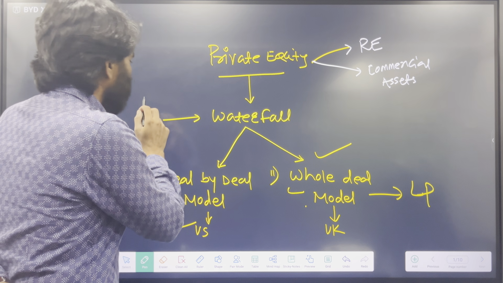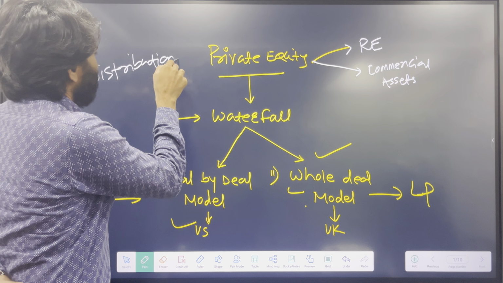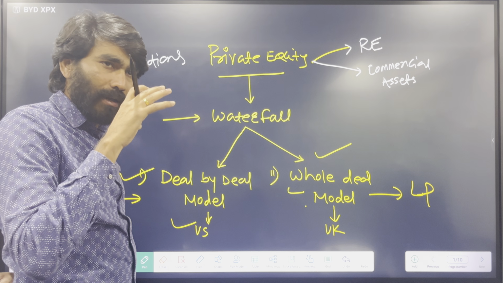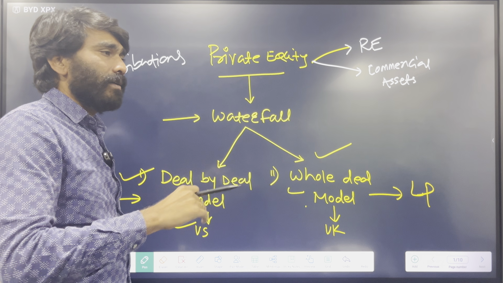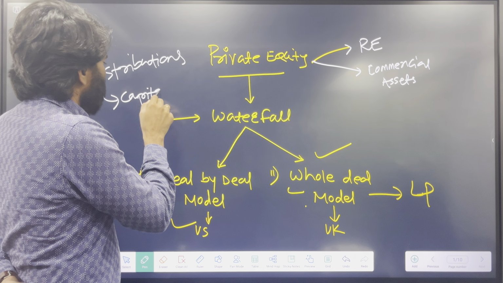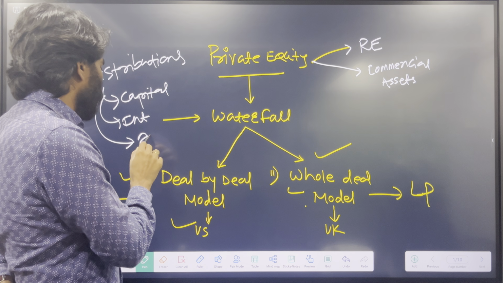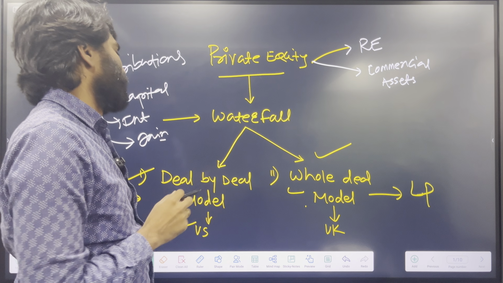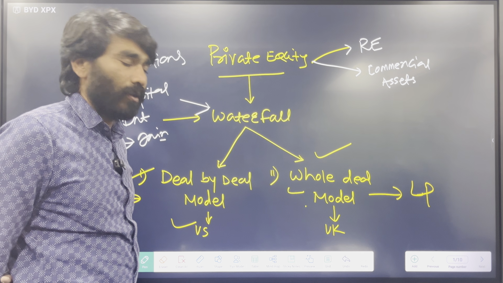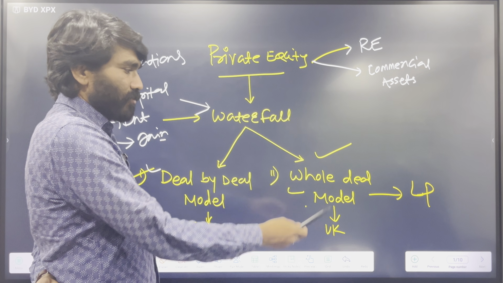Waterfall means, guys, the distribution method. When we say distribution, it means in a private equity business, when we raise funds from the investors, the fund manager commits to the investor that the fund will return the capital, interest, and whatever gain there is. That all will be distributed back to the investor at the time of maturity. That process we call a waterfall. And waterfall has two types. One is the deal by deal model and the other is the whole deal model.